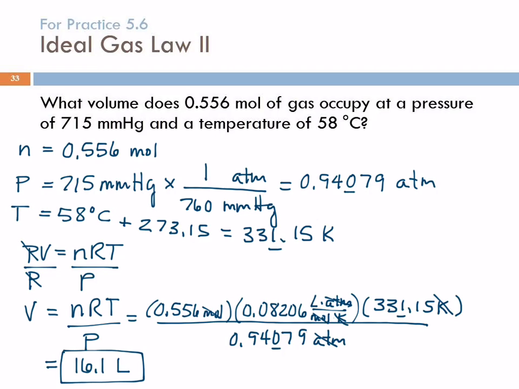Yes? You said the 760 for converting it to ATM was you have to memorize it, you said? Yeah, you need to memorize that. Is it just for the element, or is it for universal? It's for mercury, 760 millimeters of mercury, but we won't run into anything else.